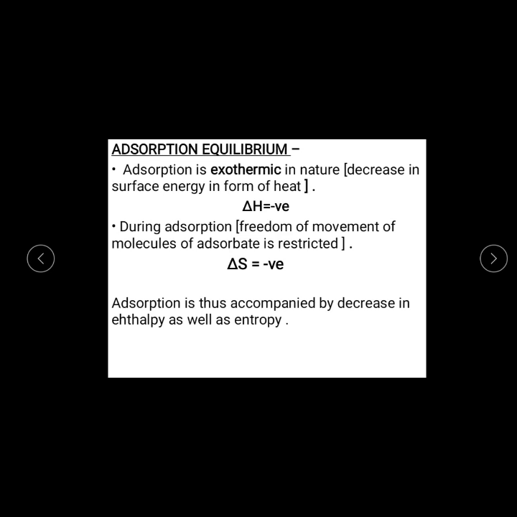Now we know that adsorption is exothermic in nature. This is because there is decrease in surface energy in form of heat. So delta H is negative. Similarly, we have delta S also negative. This is because the freedom of movement of molecules of adsorbate is restricted. So now we have to keep in our memory that adsorption is accompanied by decrease in enthalpy as well as entropy.